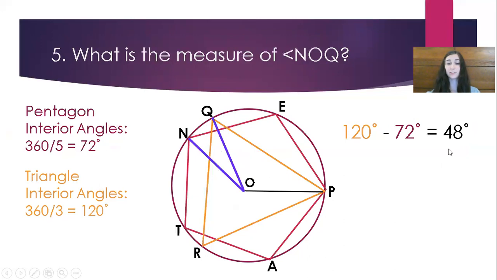Now we're just going to subtract 120 minus 72, the interior angles from the pentagon and triangle, and we get 48 degrees. Now this part is kind of confusing, so you really need to make sure you know why we do this part. But we were looking at 360 degrees for the pentagon and the triangle. But if you look at angle NOQ, this meets at center O.